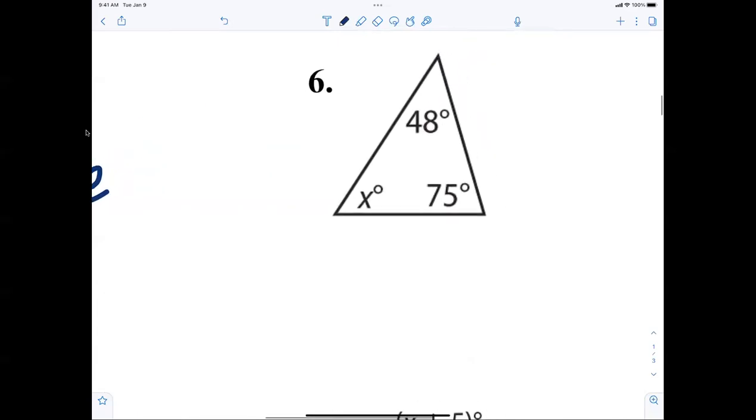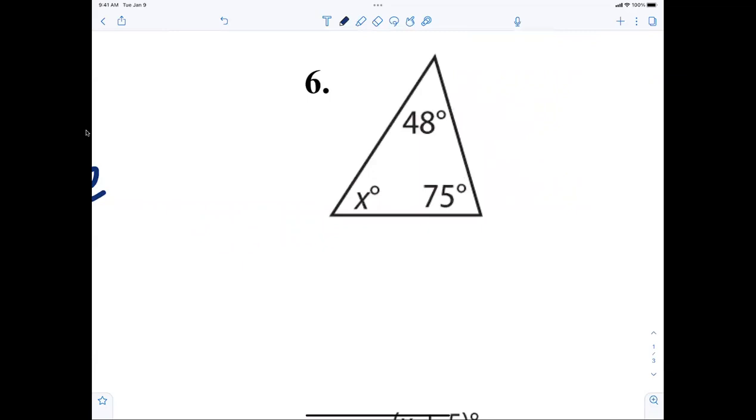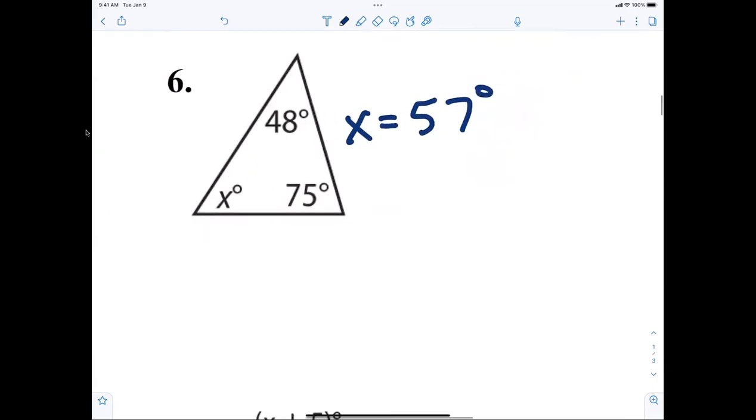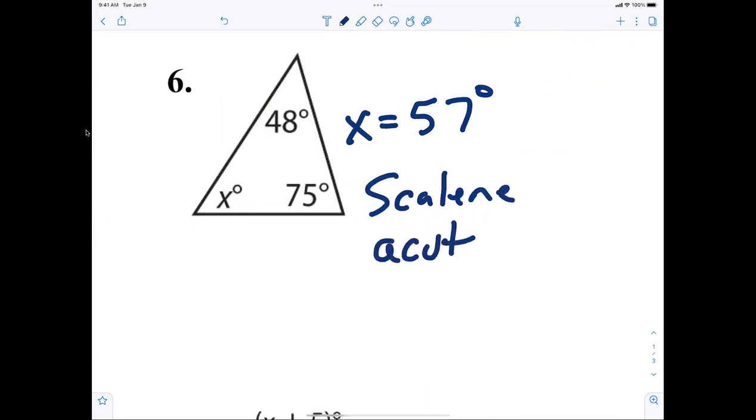Number 6, Dave, you're up. 48 plus 75, and 180 minus 123. Right? That's 57. So now what type of triangle do we have? Scalene. It's acute. Scalene and acute. All right, I'm good with that.